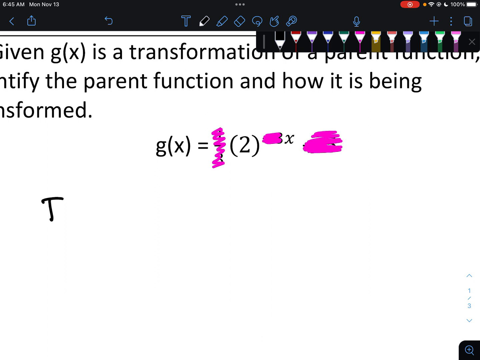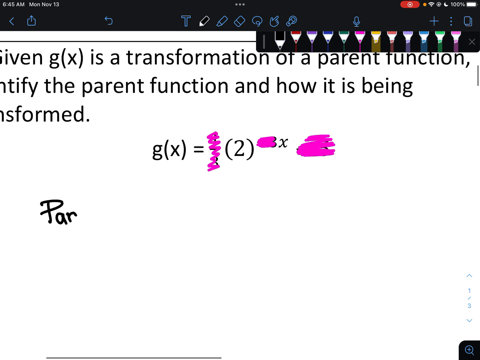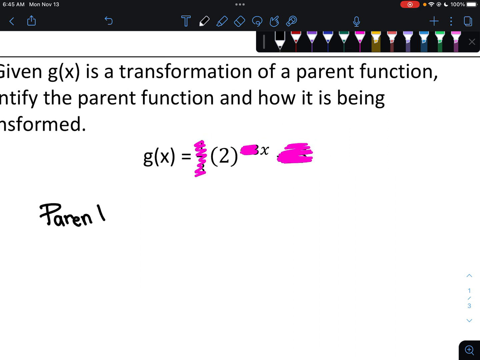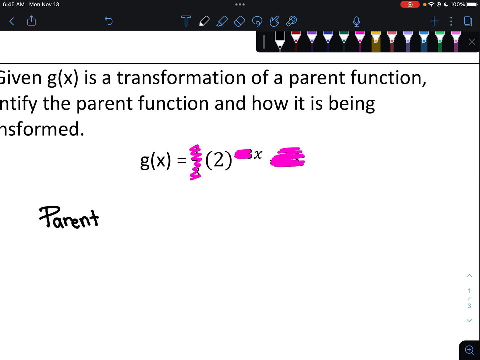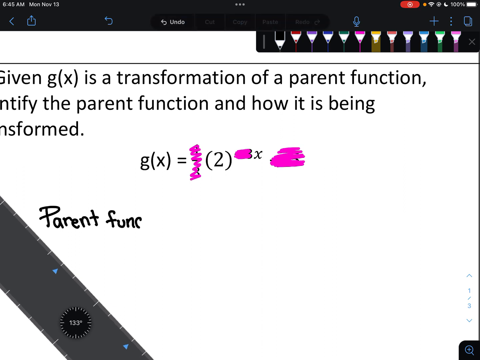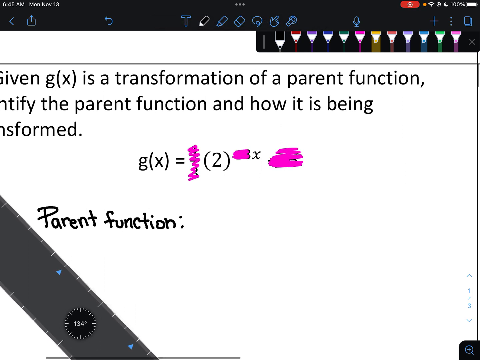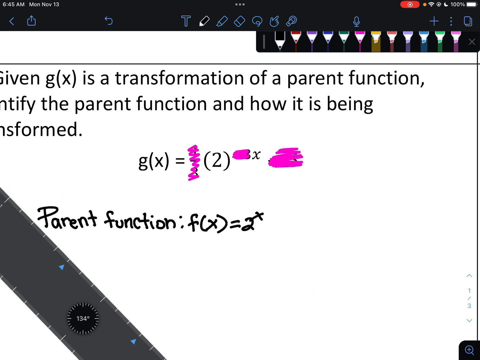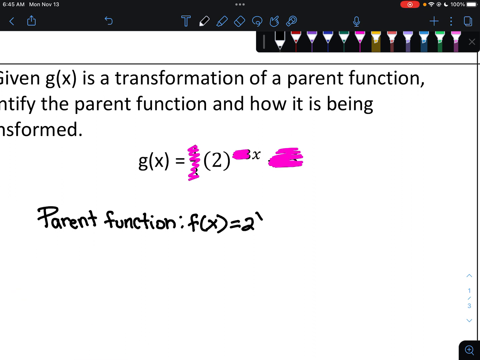So parent function would be f of x equals 2 to the x power. So there we go for that.